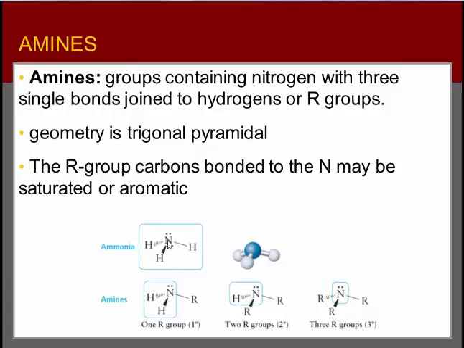Remember that the nitrogen has 4 electron groups around it, except that in this case one of them is a lone pair, so it has 3 bonding groups, giving it a subset of the tetrahedral electron geometry, which is trigonal pyramidal molecular geometry. And these R groups that can be bonded to the amines can be saturated, just normal hydrocarbon chains, or they can be aromatic groups. So amines can have, in this special case for ammonia, 3 hydrogens attached to them, or 1, 2, or 3 R groups attached.